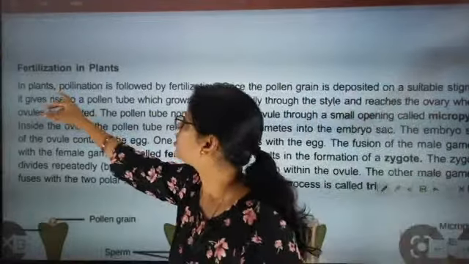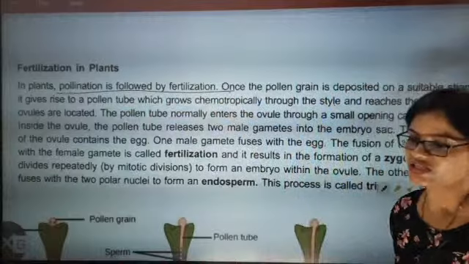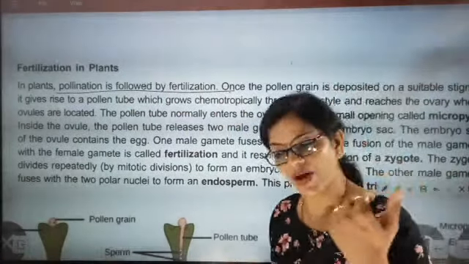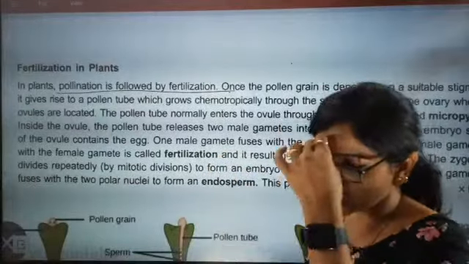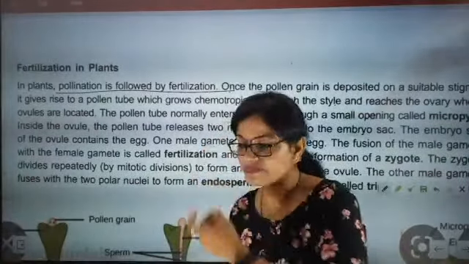So in plants, pollination is followed by fertilization. First pollination, after that fertilization. Have you understood this part, beta?